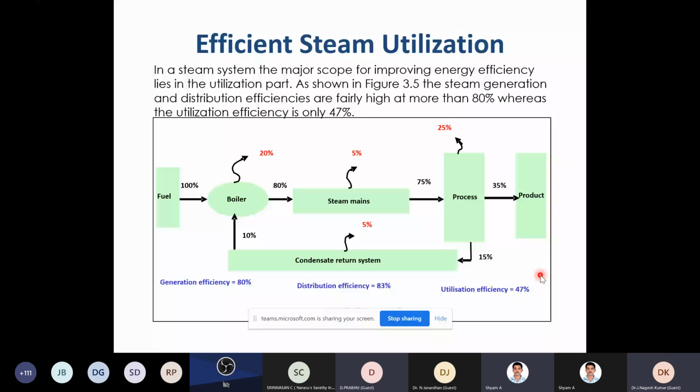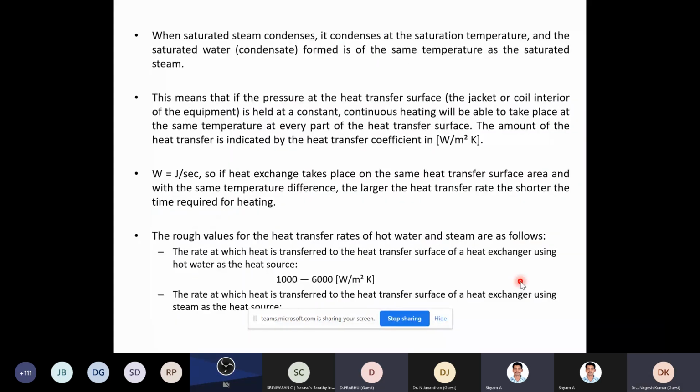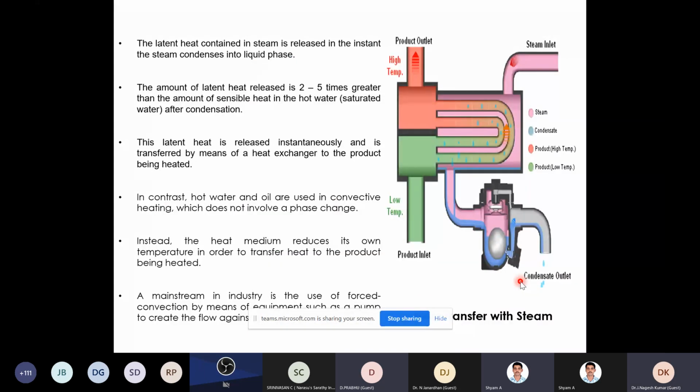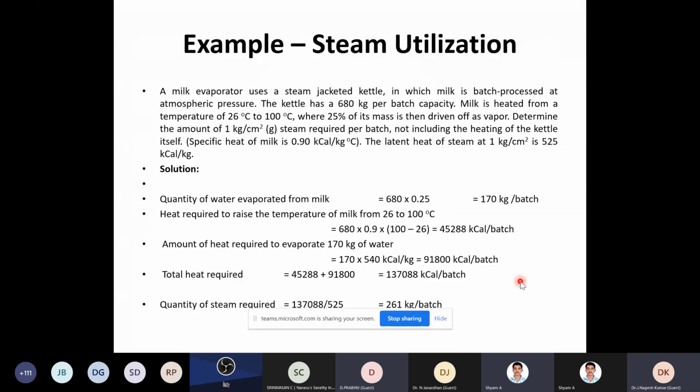So that means this is the place where the majority of the energy saving potential lies. We can see some case studies later on how this 47% can be further enhanced. Okay. So this is a simple way of how to assess the performance of a steam system.